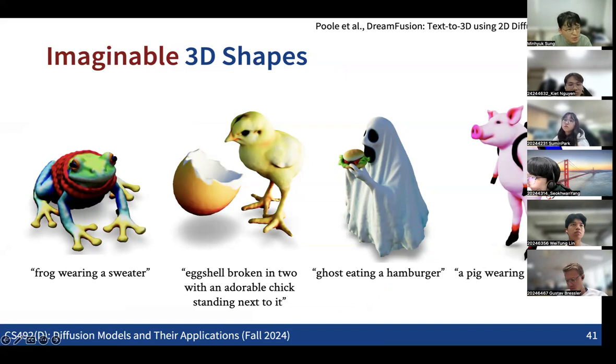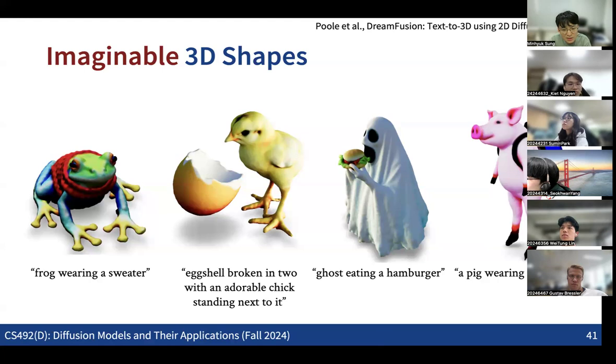When it comes to producing imaginable 3D shapes, like a cat wearing a sweater, or a ghost eating a hamburger, those are not something we can expect to see as 3D models in online repositories. These are things we can imagine, but it's really hard to expect that we will have these kinds of examples in a given 3D model dataset. But if we consider a way bigger dataset, like billions of images, then there might be very interesting samples there.